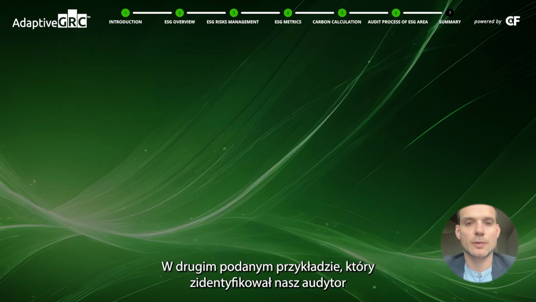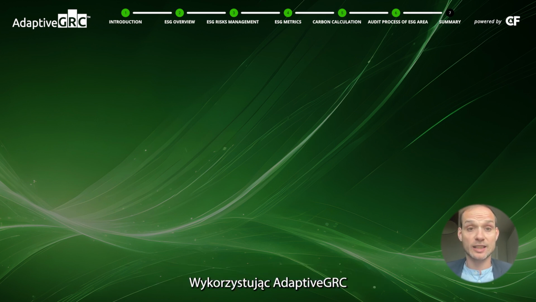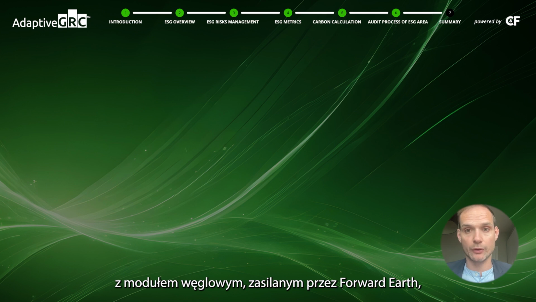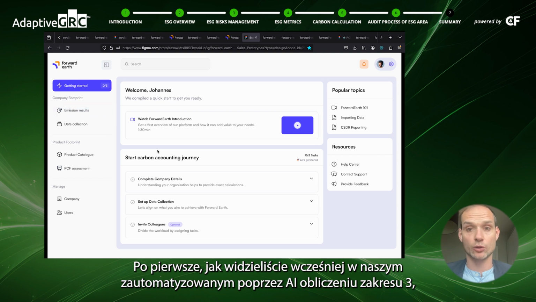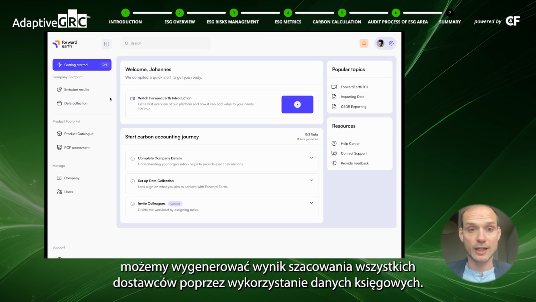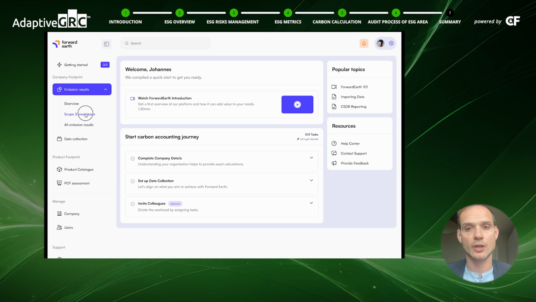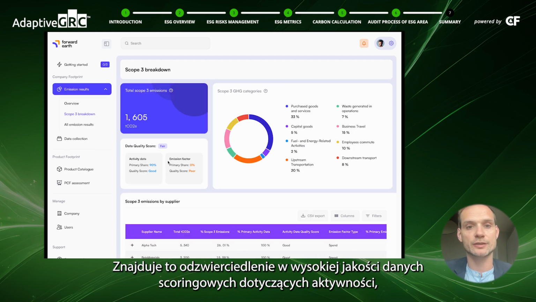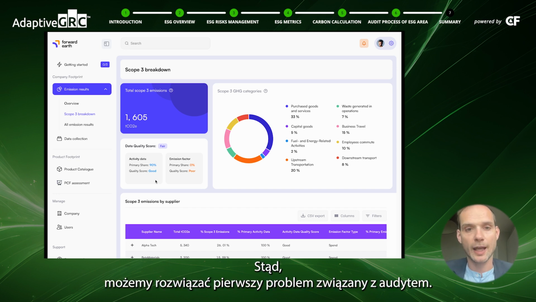In the second use case, our auditor has identified that a significant part of the calculation has low data quality and is incomplete. With AdaptiveGRC's carbon module powered by Forward Earth, you can resolve this issue easily. First, as you have seen earlier in our AI automated Scope 3 calculation, we can generate an assessment of all suppliers by leveraging accounting data. This way, we ensure that all suppliers are covered in the assessment. This is reflected by the high data quality scoring for activity data, indicating that we have a high coverage. Hence, we can resolve the first audit issue.